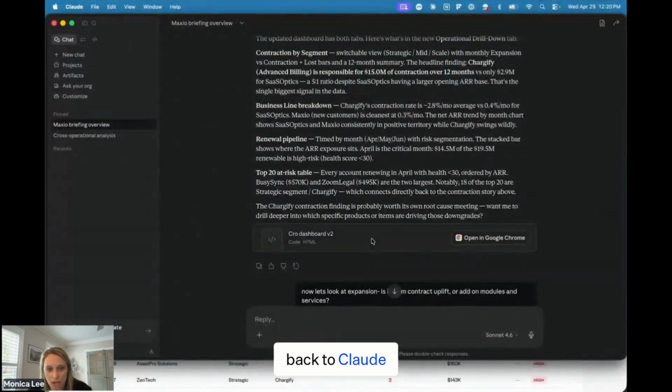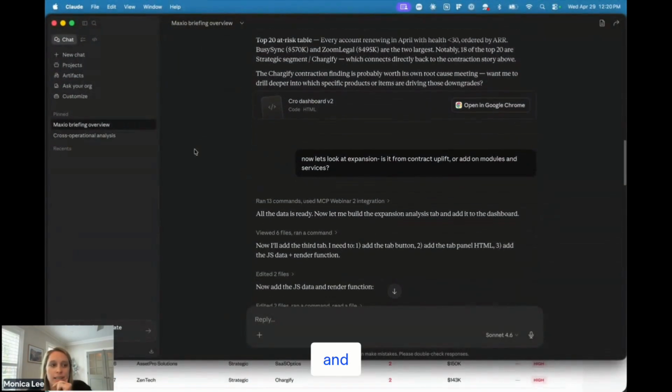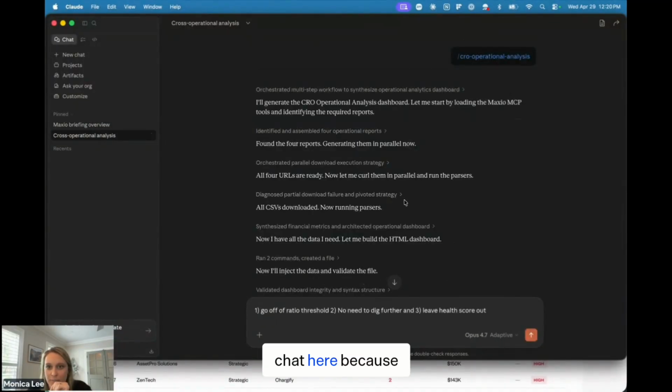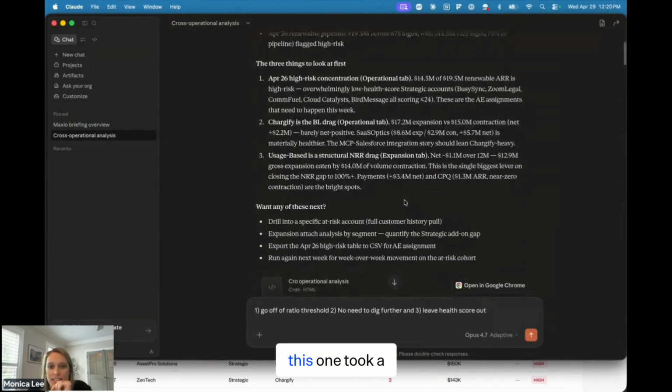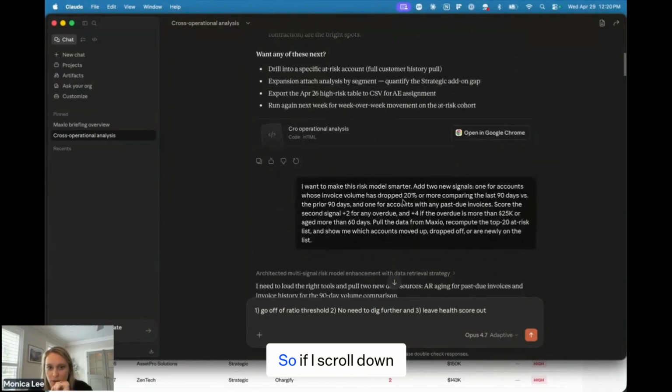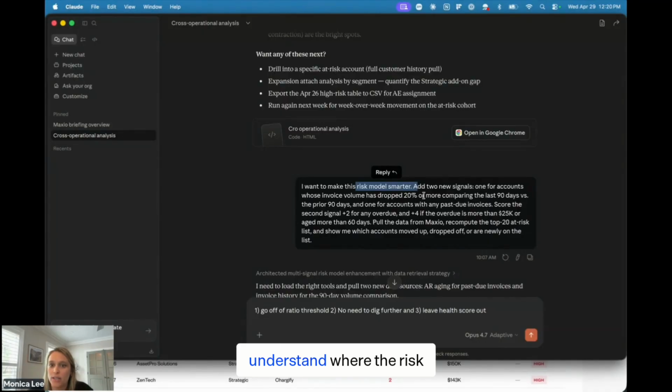So if I go back to Claude, I created a different chat here because this one took a bit of time. If I scroll down, I want to make the risk model smarter. I want to add new signals. And I wanted to understand where the risk scoring was coming from. So this is really up to you all on how you want to manage this with your customers and what information you have feeding into Maxio.